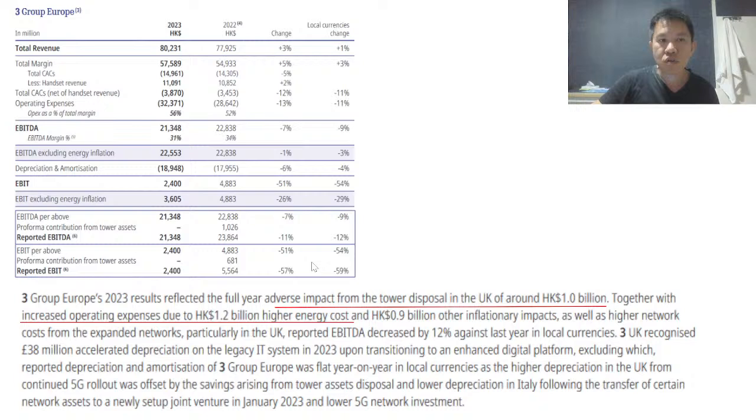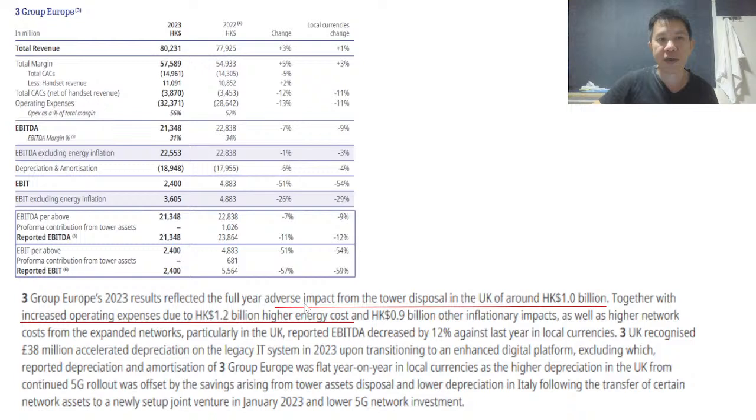So Europe, like I mentioned, is in a recession, so it dragged down their performance. Europe's assets are quite old. You see, they disposed of their tower of 1 billion, so they have this negative impact.